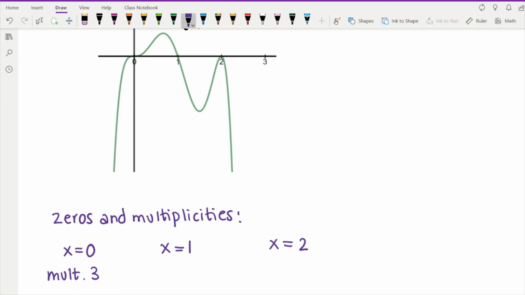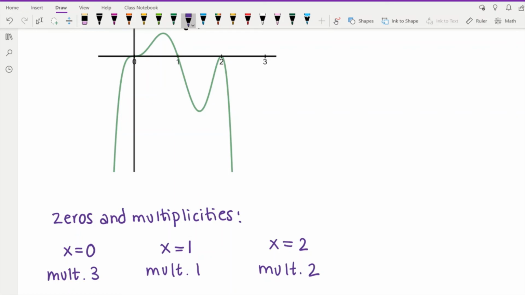So x is equal to 1. Well, there we can see the graph is going straight through, right? So it has to be odd multiplicity, and then it's not flattening out at all, so it's multiplicity 1. Then looking at 2, the graph bounces off. It does not flatten out as it bounces off. It just kind of hits 2 and bounces straight off, so that suggests that it's multiplicity 2.